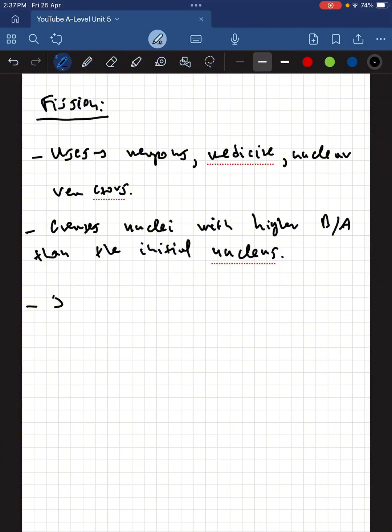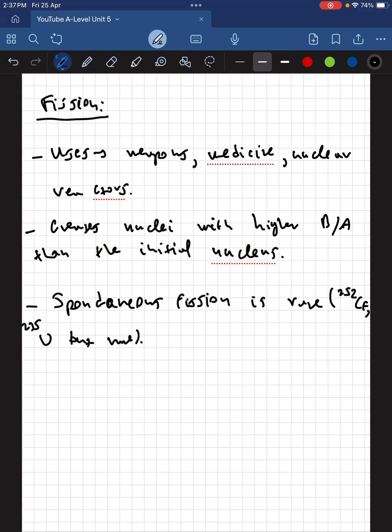And another thing before moving on is that spontaneous fission is possible. So it's something that happens, but it's rare. The only known cases are californium-252 and I think uranium-235 and other elements as well, but it happens very, very rarely. So californium-252 and then uranium-235, but rare. It's not something that happens spontaneously very frequently.